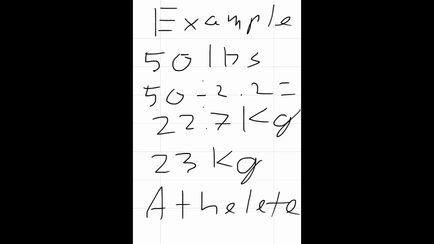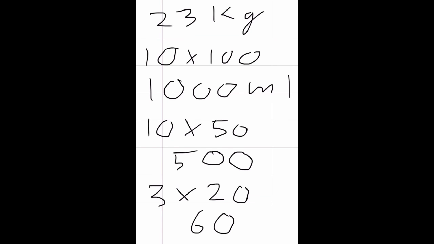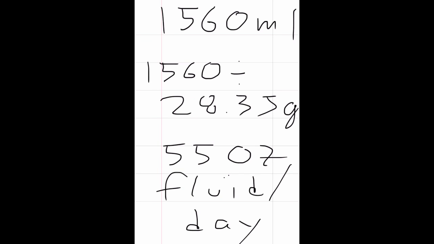Let's take a quick example. A jiu-jitsu athlete that weighs 50 pounds. 50 pounds divided by 2.2 is a mass of 22.7 kilos. Let's round that up to 23 kilograms for this athlete. So for this 23 kilogram mass athlete, the first 10 kilos is 100 mLs per kilogram. So 10 times 100 is 1,000 milliliters. Kilograms 11 through 20, that's another 10 kilos. 10 times 50 is 500. And the last 3 kilograms of mass, 3 times 20 is 60 milliliters. This comes out to 1,560 milliliters of fluid, bare minimum necessary over a 24-hour period.